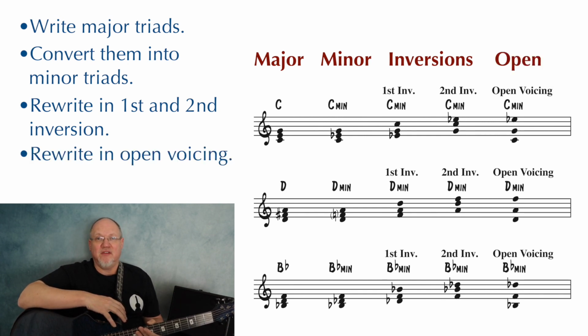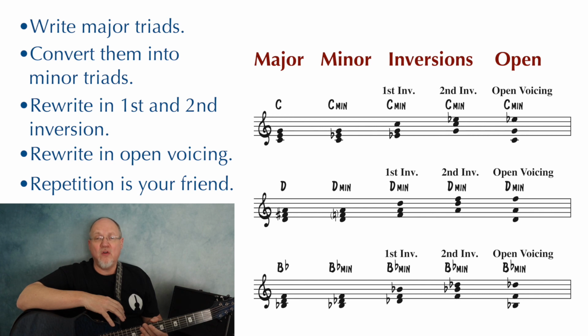From there, practice writing those minor triads in first inversion and second inversion, as well as closed and open voicings. You're going to see these chords over and over in this book and in your music, so the more you repeat all this stuff, the better. Most of the chords you play are going to be major or minor chords, so spend as much time on this module as you need to, and feel free to repeat those exercises on pages 49 through 50.